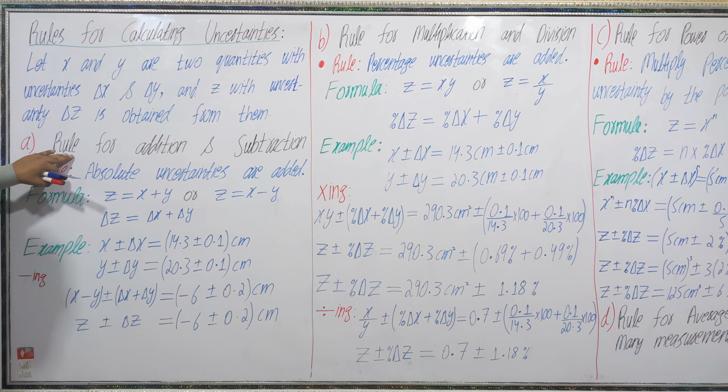Del x means 0.1, del y means 0.1, 0.1 plus 0.1, you will get 0.2, and 14.3 minus 20.3, you will get minus 6. Now, x minus y is equal to z, so replace x minus y with z. Del x plus del y is equal to del z.